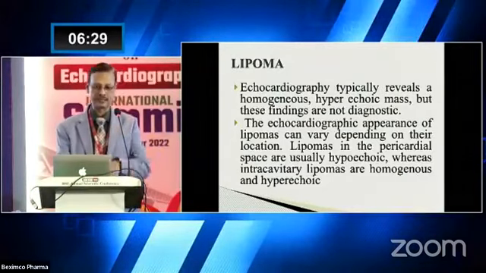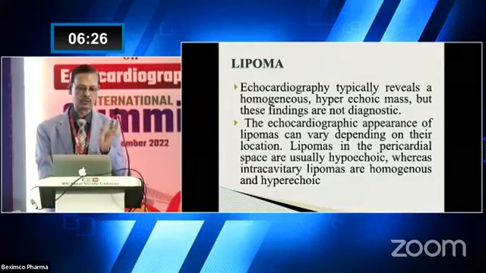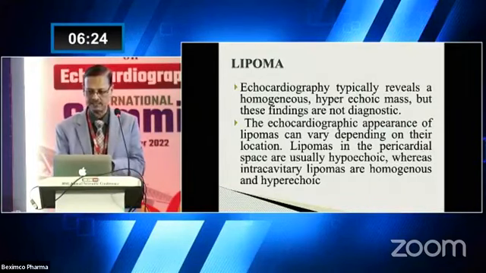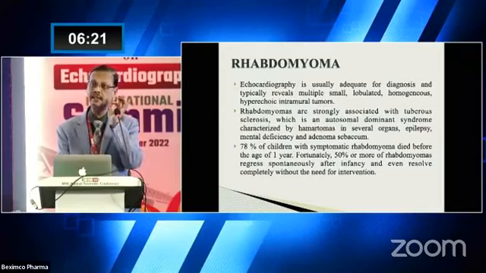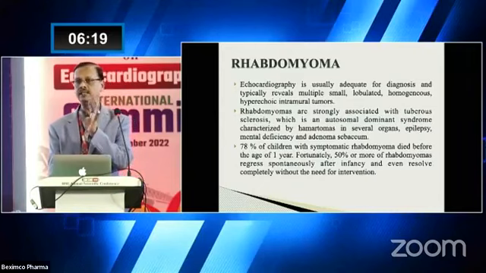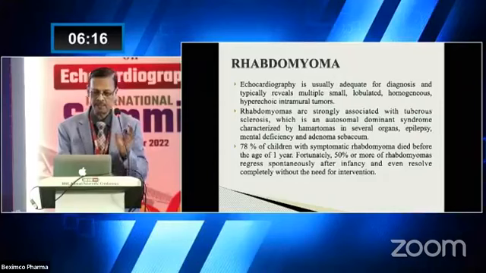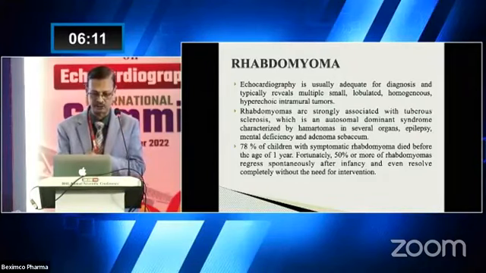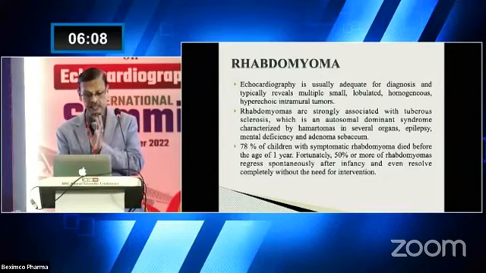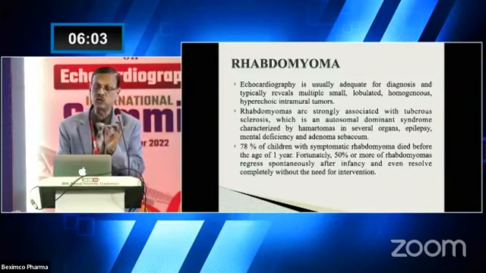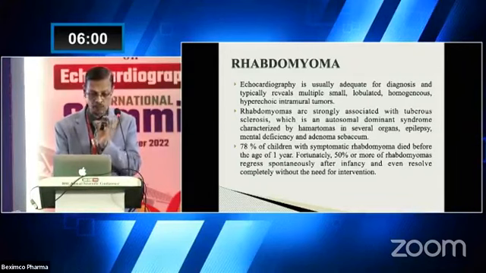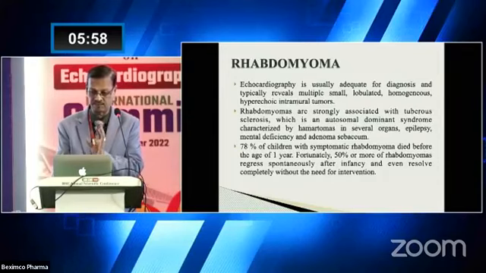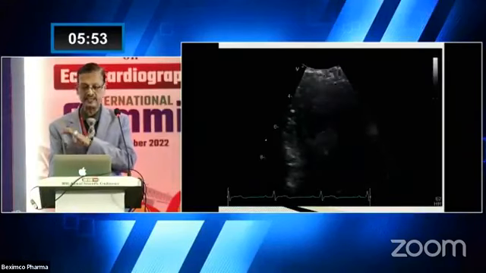Then the second most common in adults is the lipoma. I need not describe what the lipoma looks like. Another important tumor that I must mention is the rhabdomyoma, which sometimes mimics myxoma. But rhabdomyoma is strongly associated with a syndrome like tuberous sclerosis, which is an autosomal dominant syndrome. And 78% of the children with symptomatic rhabdomyoma actually died before the age of 1 year. 50% or more of rhabdomyomas regress spontaneously after infancy and even resolve completely without the need for any intervention. And this is an adult case.